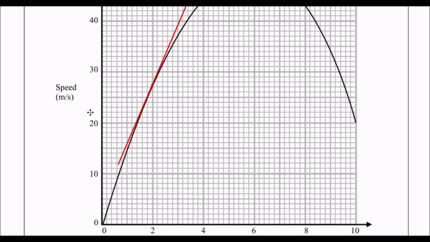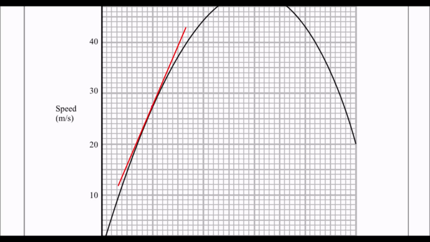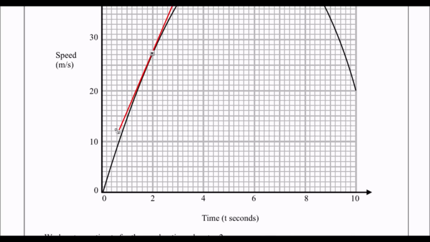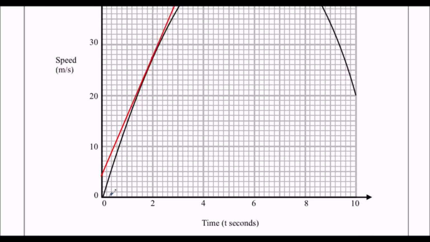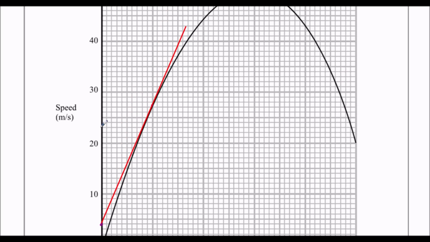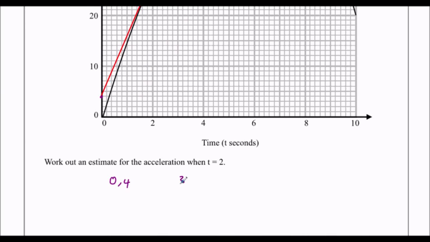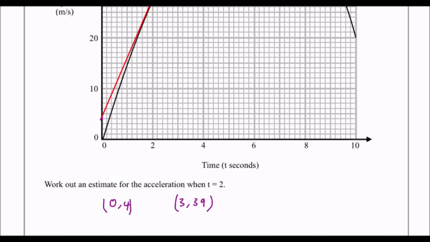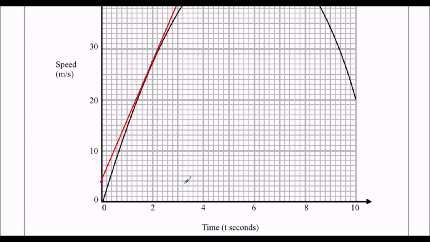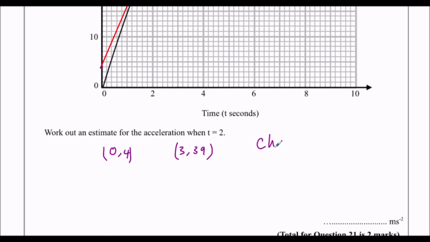That just touches the graph at t equals 2 but doesn't go through it. So something like this. And now we can work out the gradient of this straight line. So if I can extend it and find some good points on it to work out the gradient. So I seem to have 0, 4 here. And up here I've got 3, 39. So if I've got 0, 4 and 3, 39, the gradient is the change in the y's, so how much it's gone up by, divided by the change in the x, how far it's gone along. So it's change in y divided by change in x.